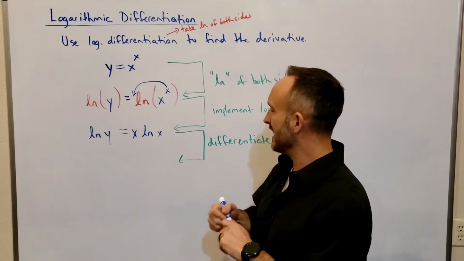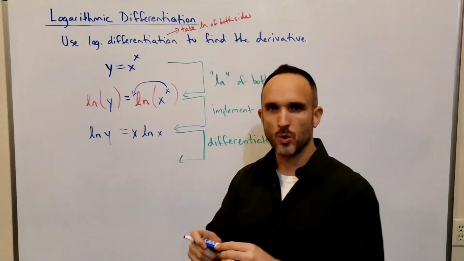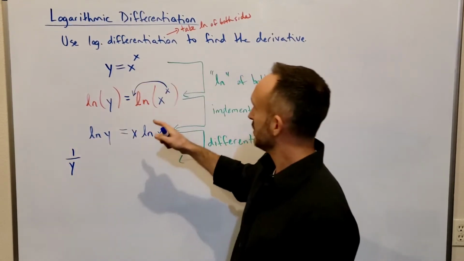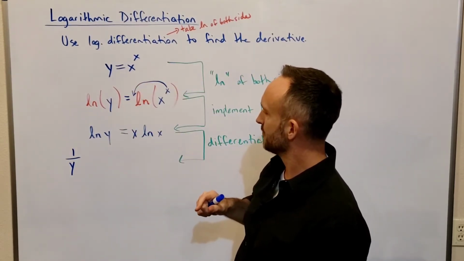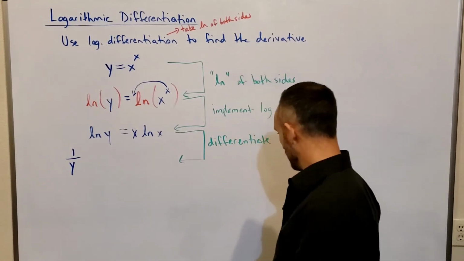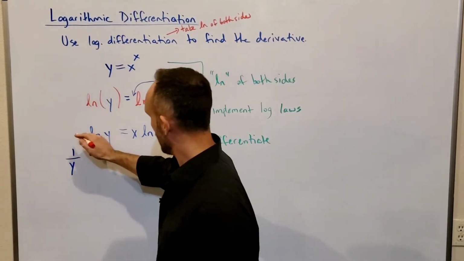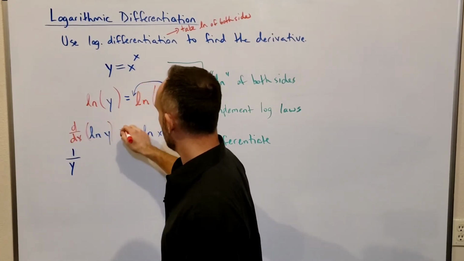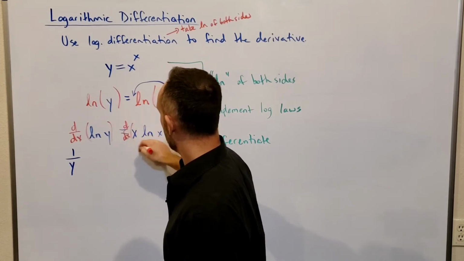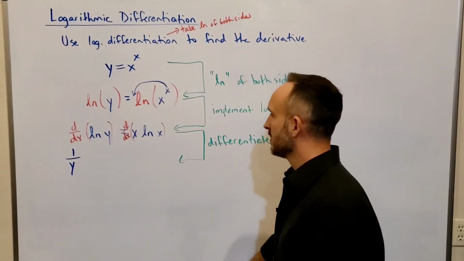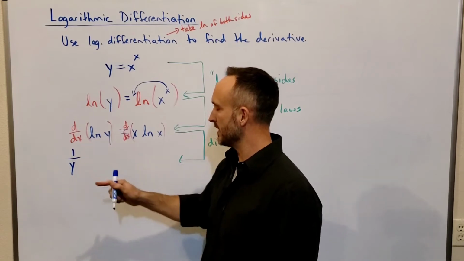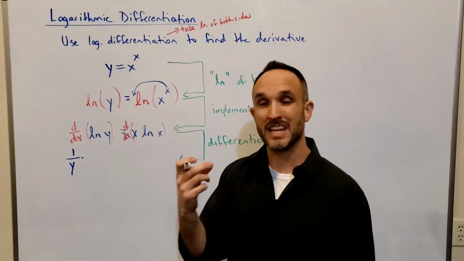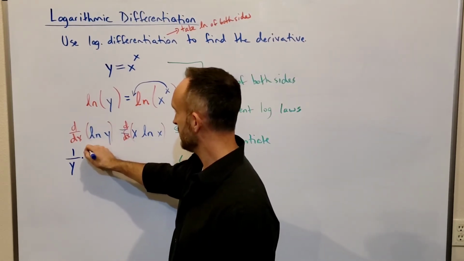The derivative of the natural log of y, well, that's 1 over y. But since y is a function of x and we're differentiating with respect to x, let's go ahead and write in what we're doing here. Let's write the derivative of the left side and the derivative of the right side. That doesn't hurt anything. So now we're differentiating this function with respect to x, which is 1 over y, but because of the chain rule, we have to multiply by the derivative of the inner function y, which is dy/dx.